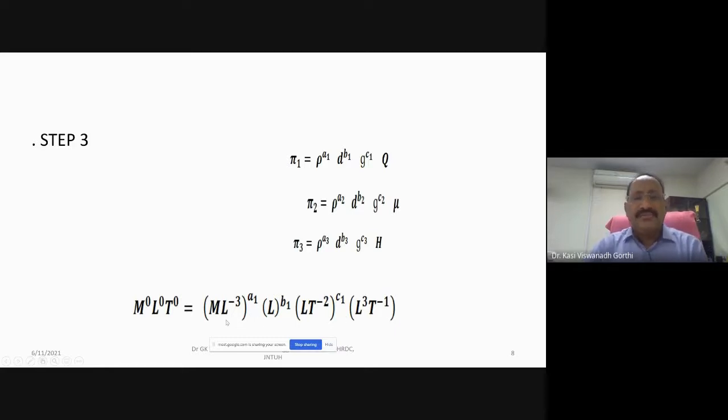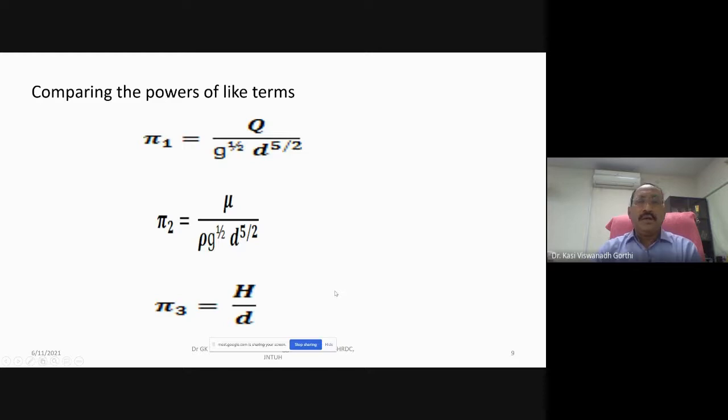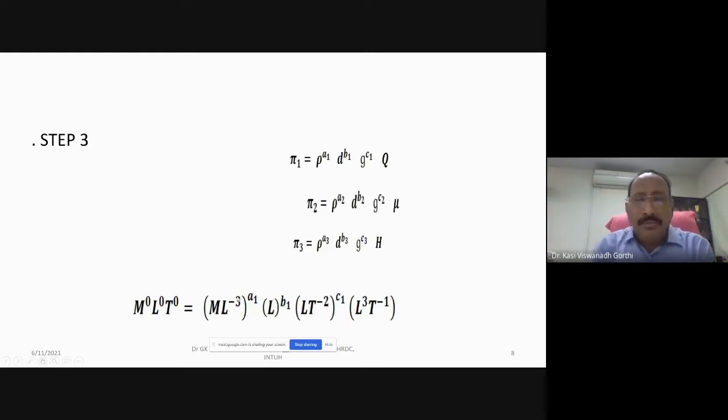You need to regroup the terms. For example, M to the power a1, there is no other M available here. M to the power a1, L to the power minus 3a1 plus b1 plus c1 plus 3. Similarly, for T you have minus 2c1 minus 1. So you have got now M to the power a1, L to the power minus 3a1 plus b1 plus c1 plus 3, and T to the power minus 2c1 minus 1. We start comparing the left hand side and right hand side, the powers of the like terms.